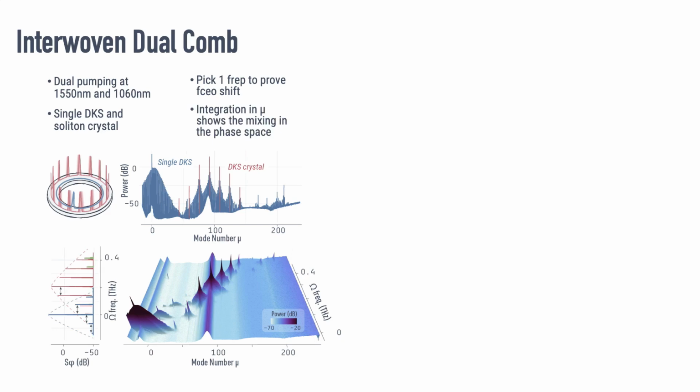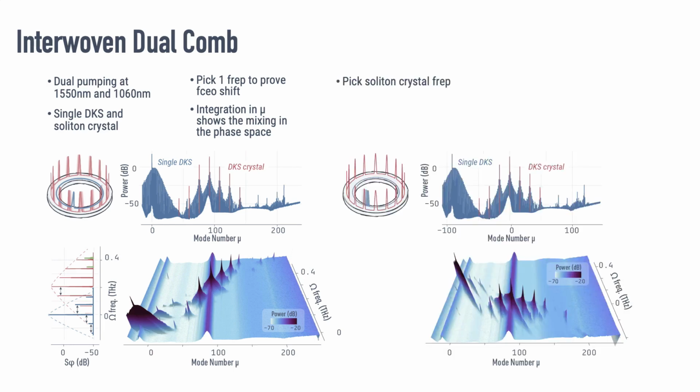If you integrate over mu, like usual, you will see in red the DKS crystal, which as expected has different comb tones. But in addition, the soliton that should be a fixed tone presents other tones because of the mixing in this phase velocity domain. You can do exactly the same by freezing the soliton crystal instead of the single DKS. Basically, you take this 3D plot, you just tilt it, and instead of integrating over mu, you integrate over this other dimension. That's what you're seeing here.